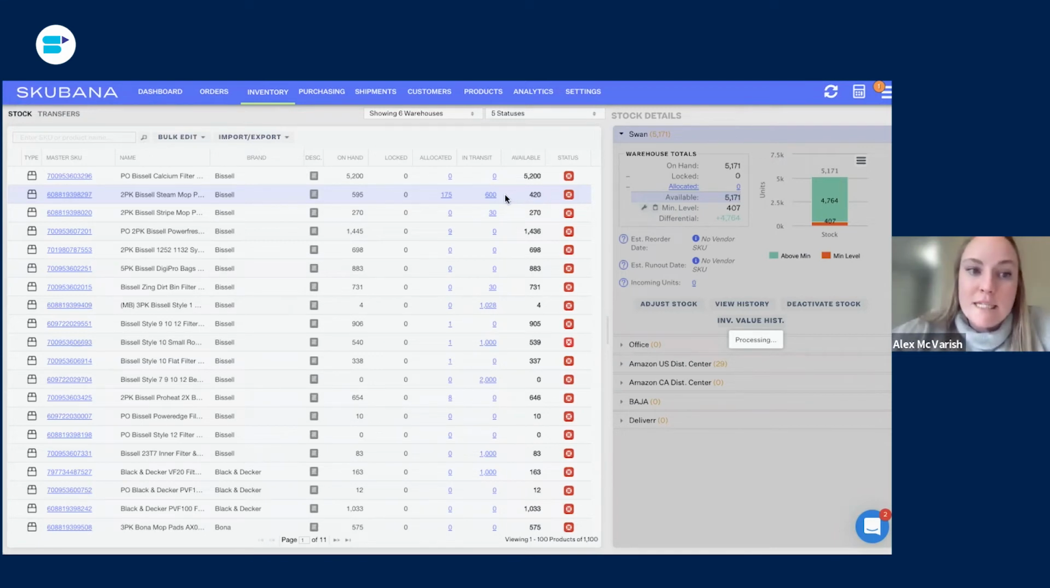We can also see that he has 600 units in transit, which means that he has some pending POs that are in an open status. So there's 600 units on the way to the warehouse, but they just haven't yet been received.